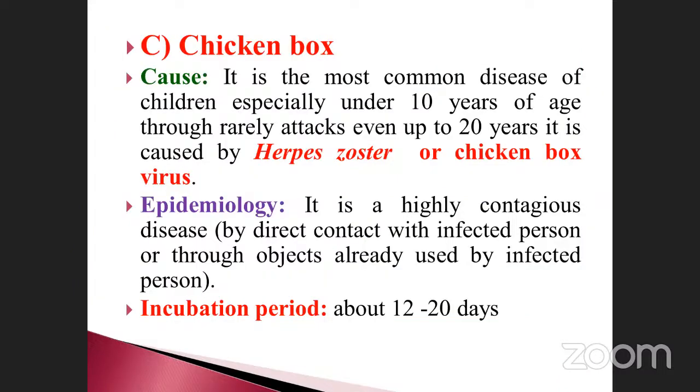So the third one is called chicken pox. This is also a very, very important viral disease. It mostly infects children under 10 years, and also up to 20 years. It is the most common disease of children, especially under 10 years of age, though rarely it attacks even up to 20 years. It is caused by the organism varicella zoster. Note it down, this is very, very important. Herpes zoster or chicken pox virus. Herpes zoster is the correct one.